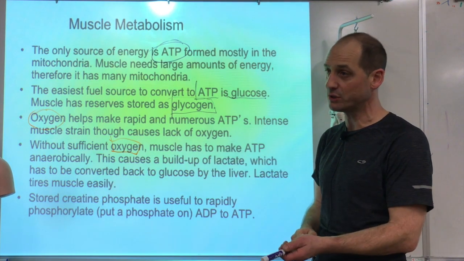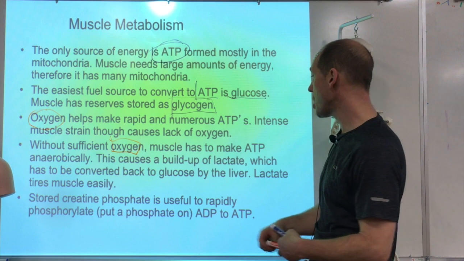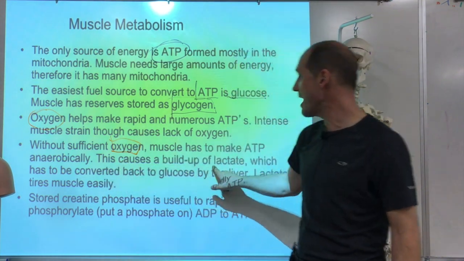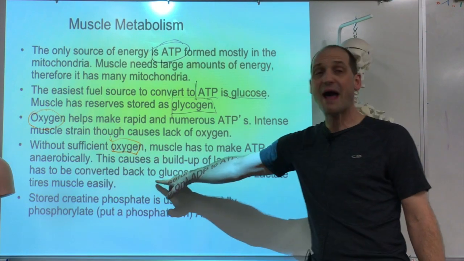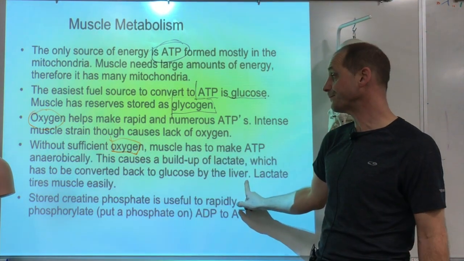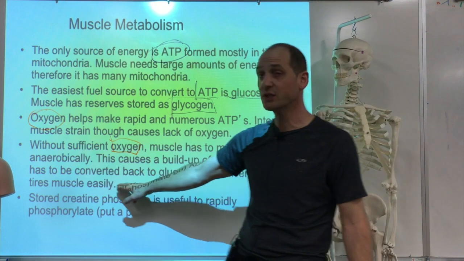So we're very inefficient at that point. This causes the buildup then of another byproduct. It's called lactate. And that then has to be converted back to glucose in the liver. And lactate tires muscles easily.